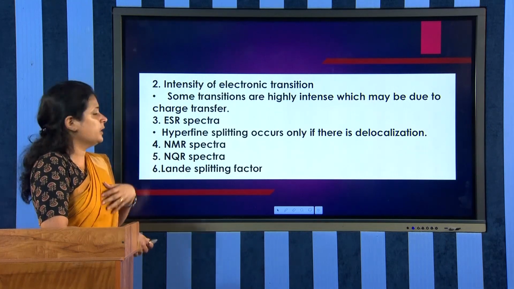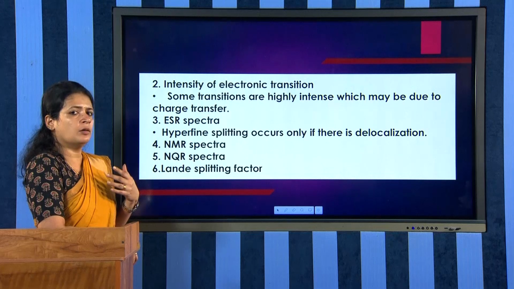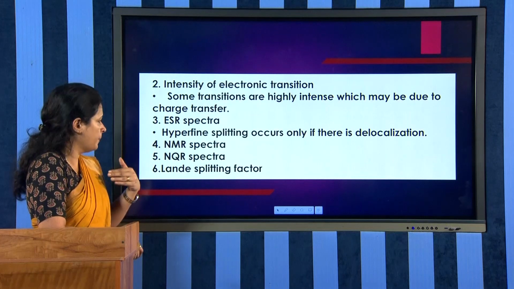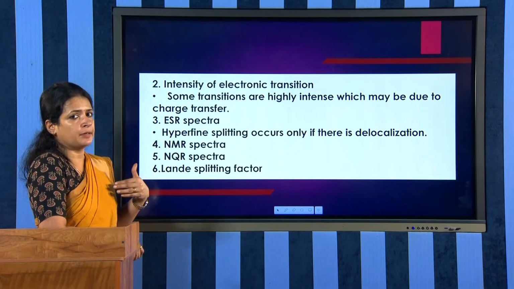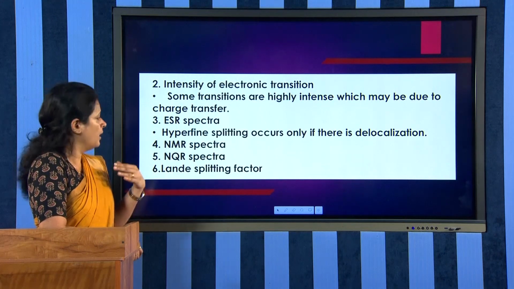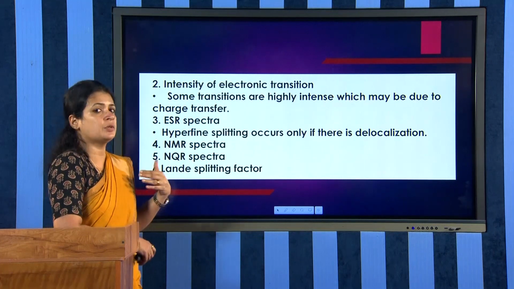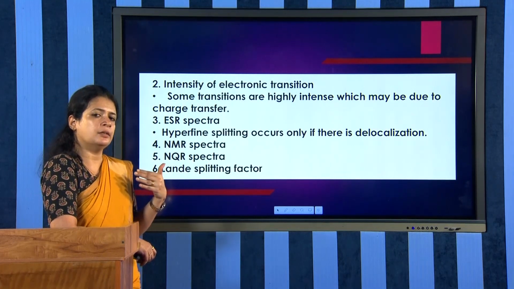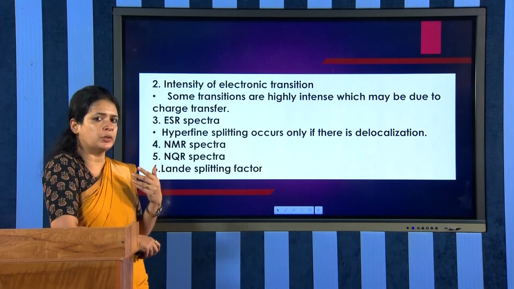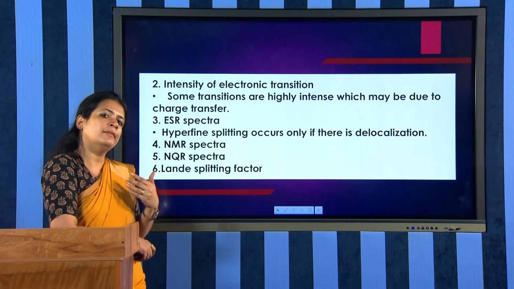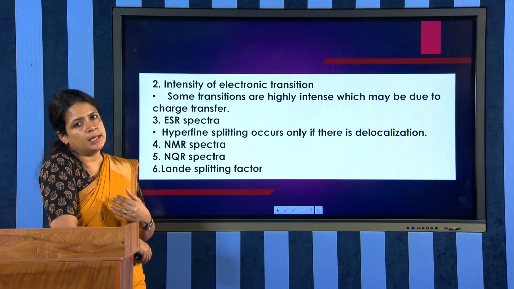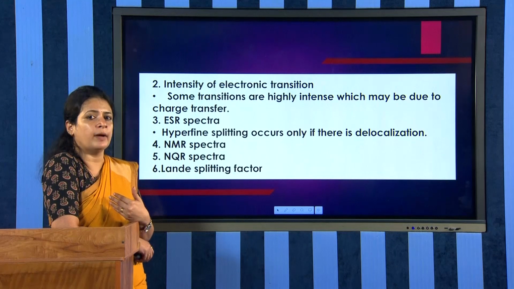And now, the fourth evidence is NMR spectra. NMR spectra of complexes also show that some kind of covalency is there in the metal ligand bond. And we have the evidence from NQR spectra. This NQR spectra also shows there is some kind of covalent character. And finally, we have the Landé splitting factor or g factor. The g factor for the free electron is 2.003. This g factor is also an evidence for the covalent character. And so we can say that the metal ligand bond has considerable covalent character.